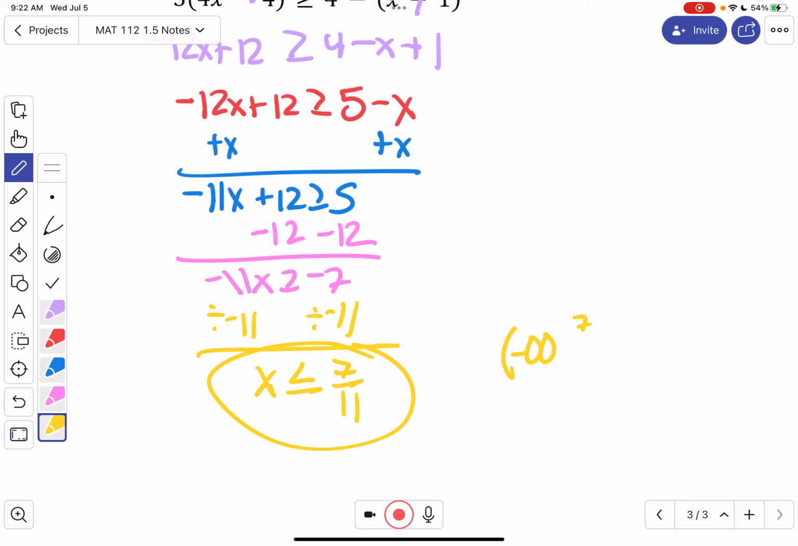If you wanted to put it in interval notation, which again, I'll teach you later, it would look like that. So that is 1-5. Let me know if you have any questions.